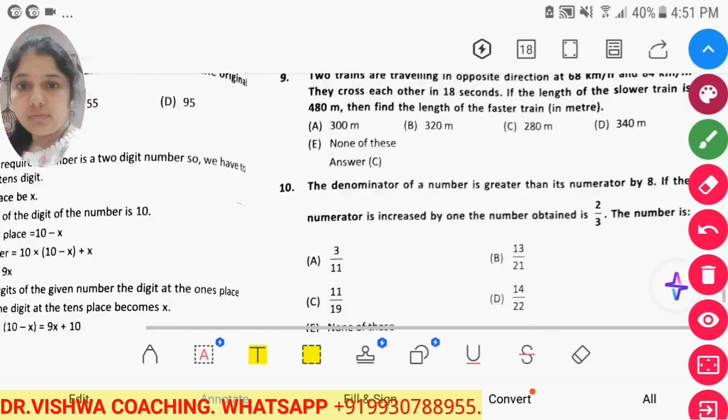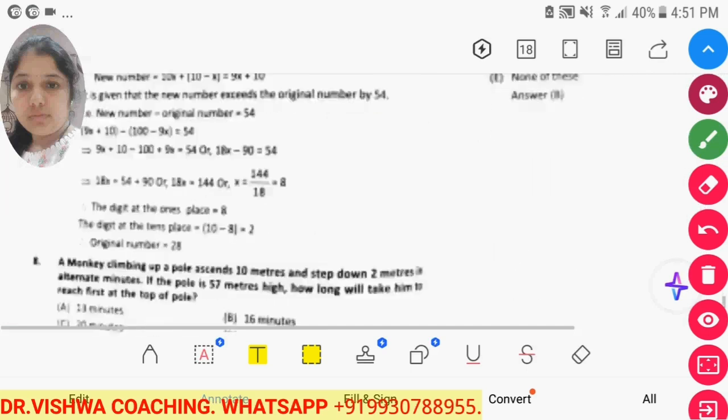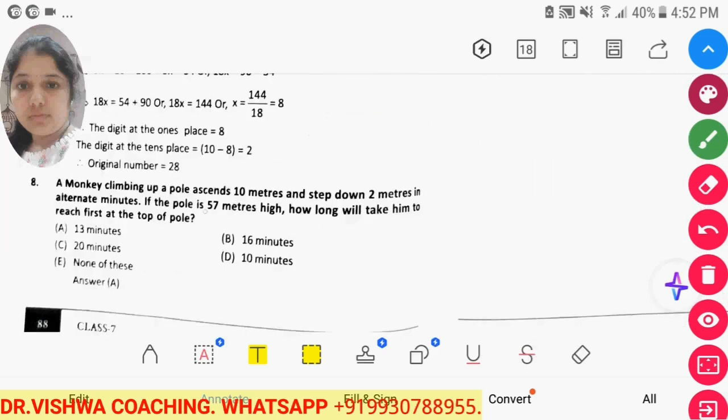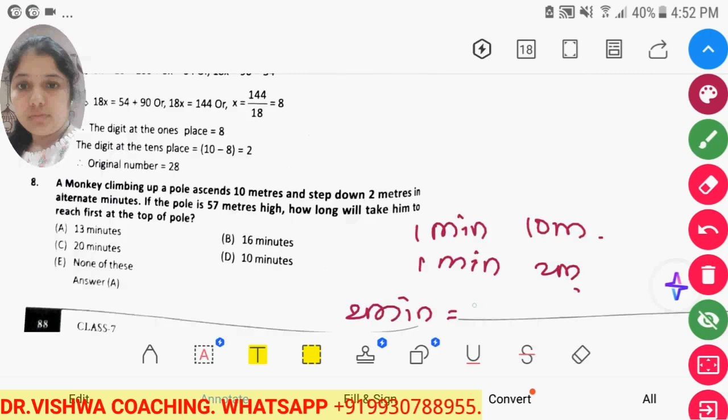So the same here also. A monkey is climbing a pole, ascends 10 meters, then steps down 2 meters in alternate minutes. So see, in 1 minute he ascends 10 meters, in the next minute he steps down 2 meters. So in 2 minutes the monkey ascends 10 minus 2, which is 8 meters. Now the total length of the pole is 57 meters.